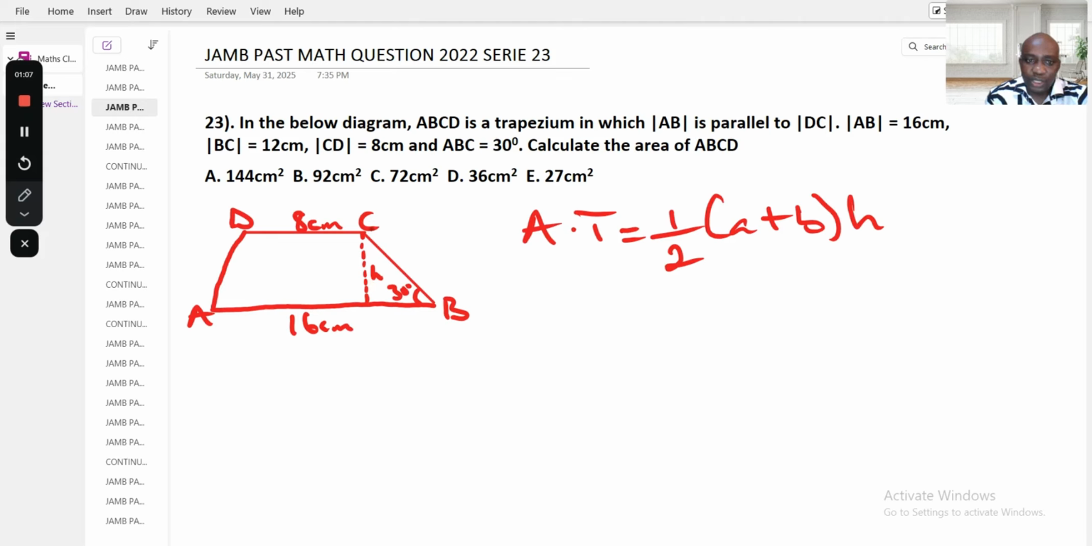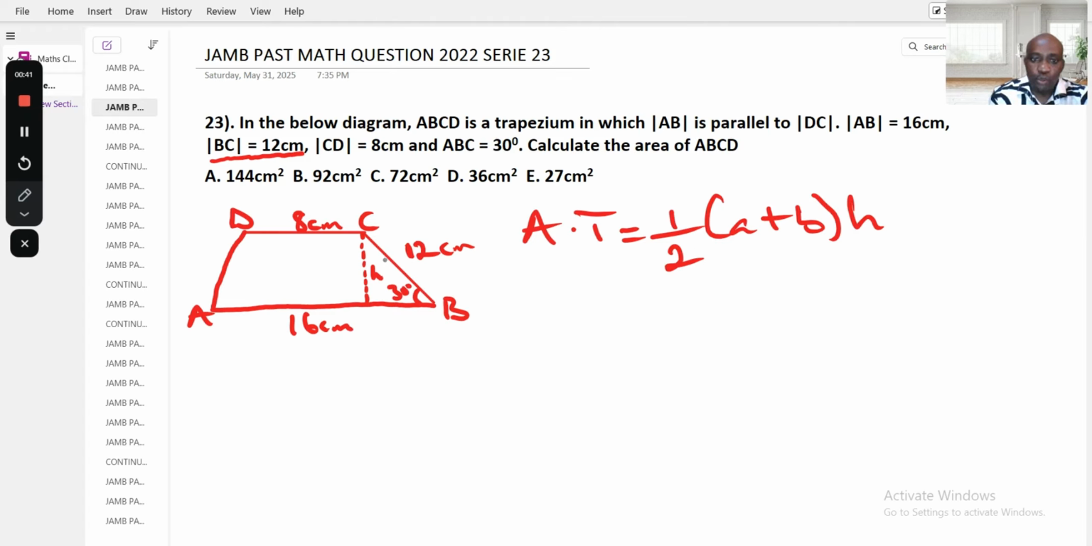Did the question give us BC? Yes, BC here is 12 centimeters. Now let's look for the h. If we know the answer of h, then we can calculate the area of the trapezium. Without that, we cannot move forward.